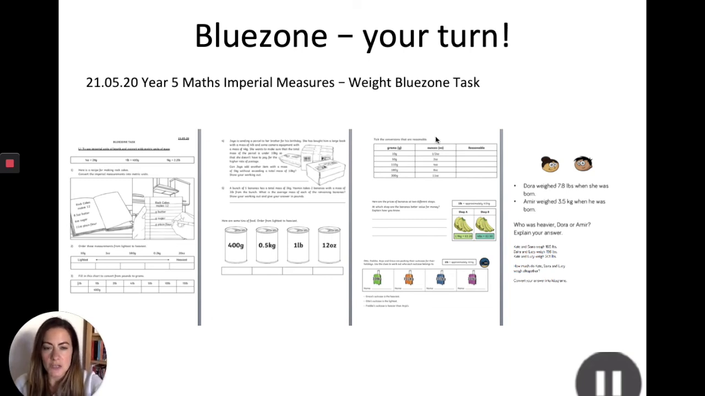So this is what it looks like. Lots of problems in there for you to solve. Good luck, and come back for the answers when you're ready.